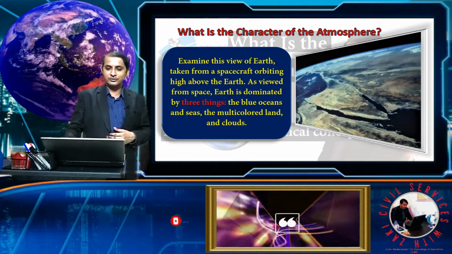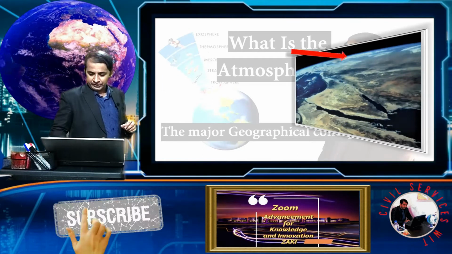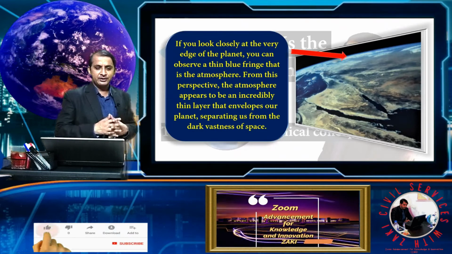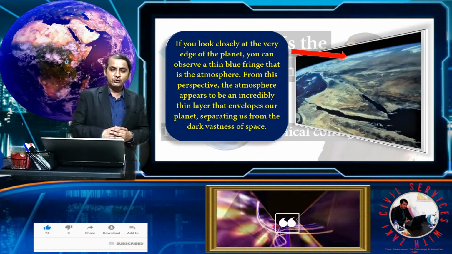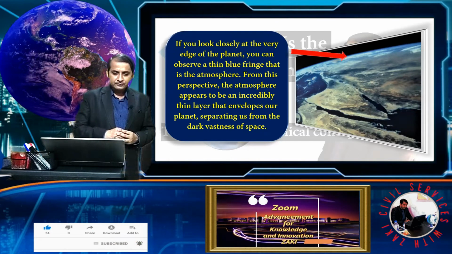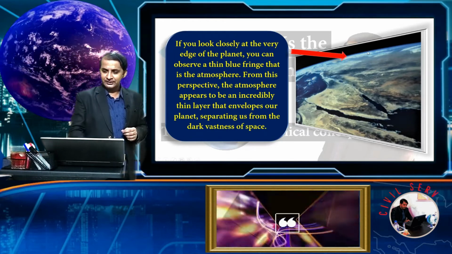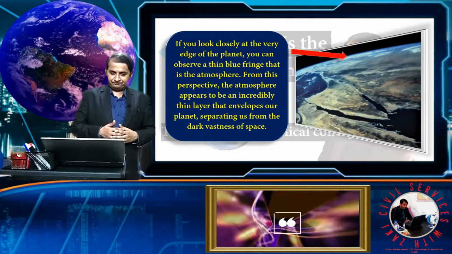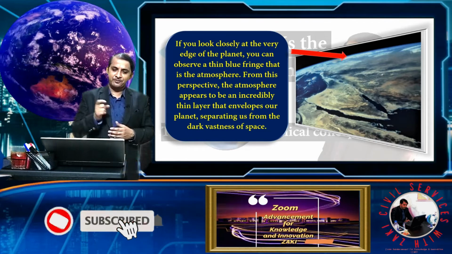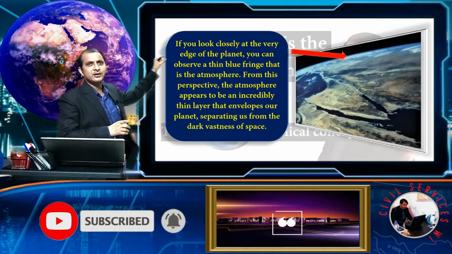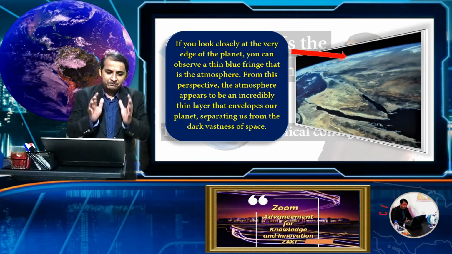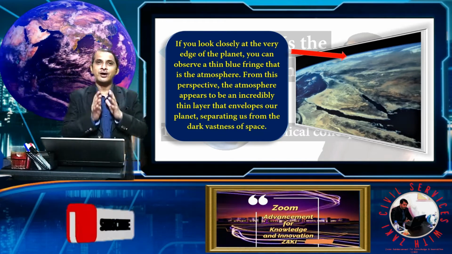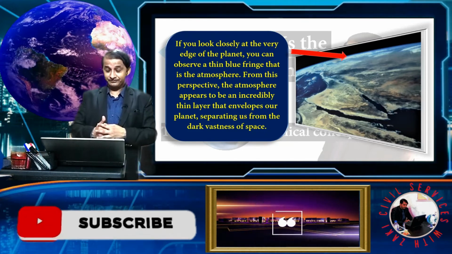If you look minutely at this layer, in the next slide you see a fringe line, which is a type of boundary. If you look closely at the very edge of the planet, you can observe a thin blue fringe. That is the atmosphere. The atmosphere lies between space and our Earth's surface. From this perspective, the atmosphere appears to be an incredibly thin layer that envelops our planet, separating it from the dark vastness of space.